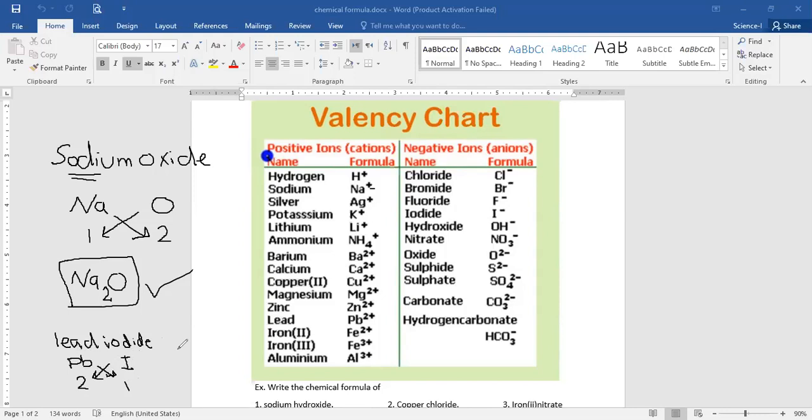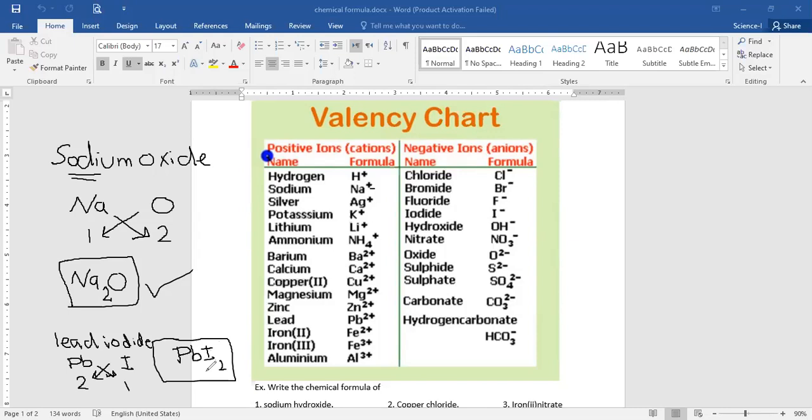So it will be Pb, and we didn't write 1. Then I2. Good idea, guys? So here it means lead atom is combined with two iodine atoms. Is it clear here, guys?